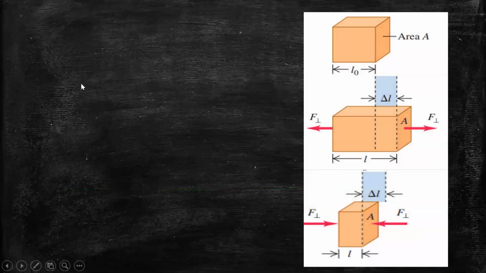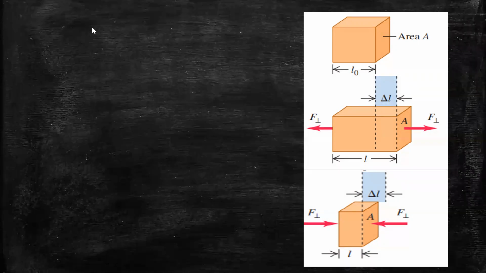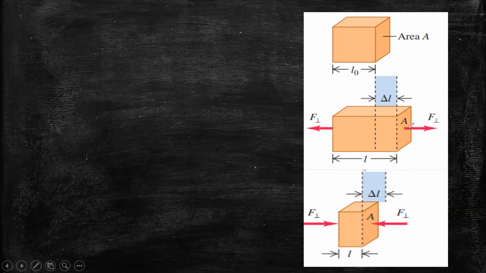Tensile stress. We have three types of stress. First, we have the tensile. The next is bulk and shear. So we know that it is tensile stress if the force applied is perpendicular with the area.